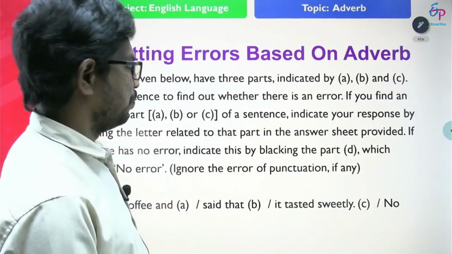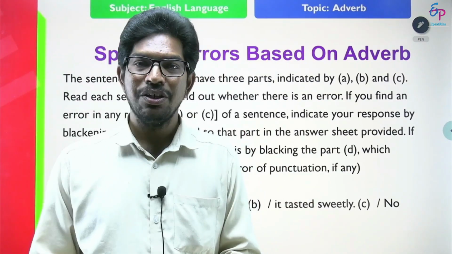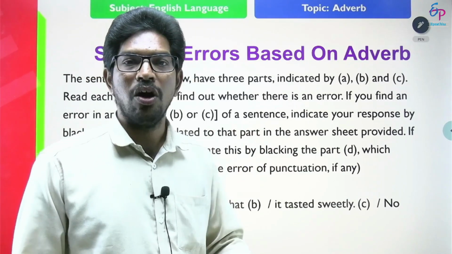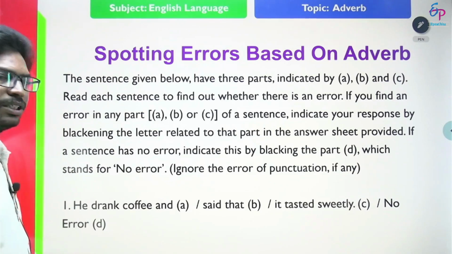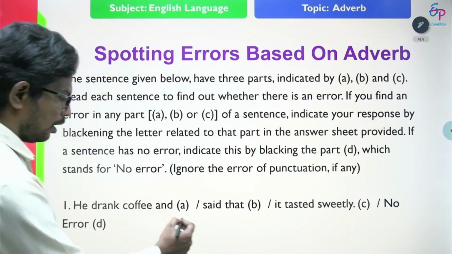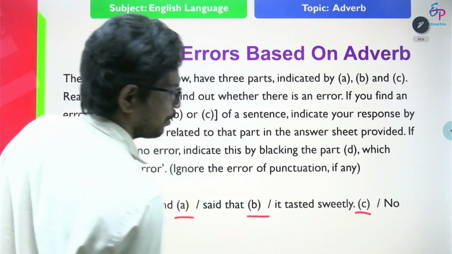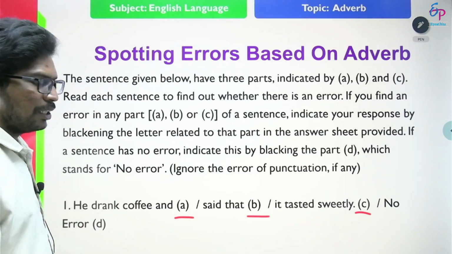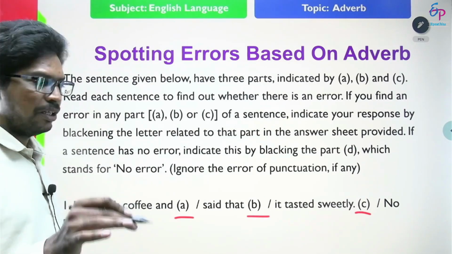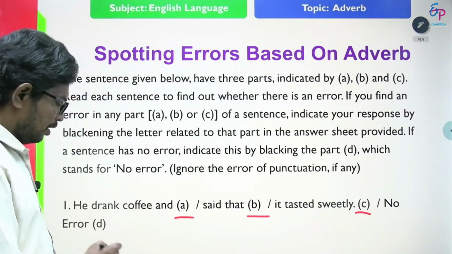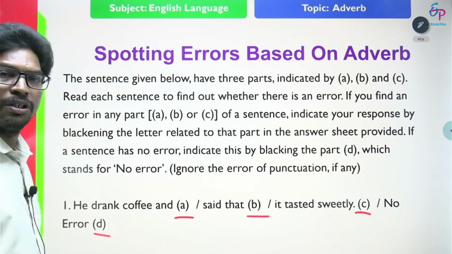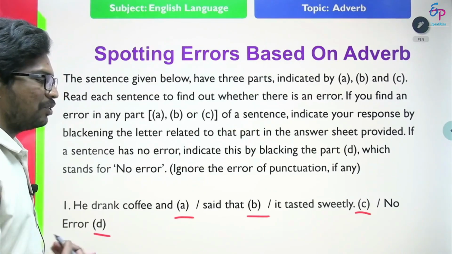So next we will spot the errors with the help of those rules and the knowledge we have gained so far. Look at this statement. This statement is divided into three parts: A, B, C. If you find an error in one of these parts, you have to choose that part as your answer. If you do not find any error, please choose option D as your answer.